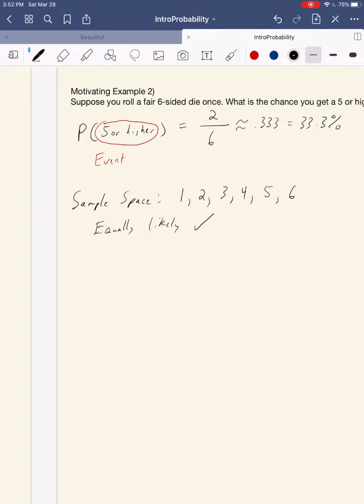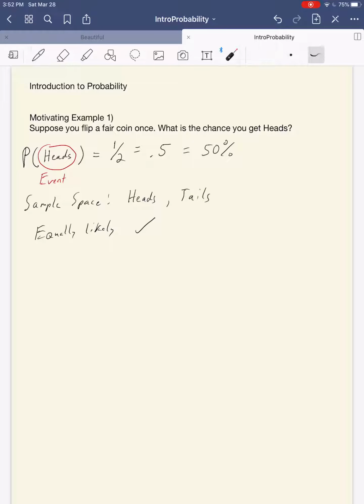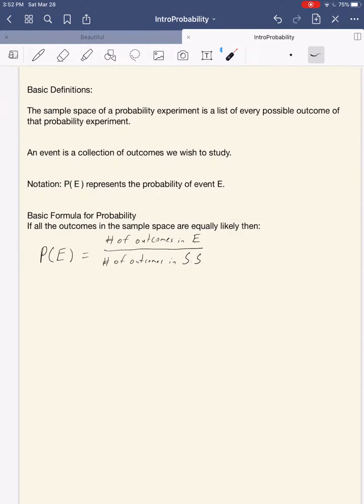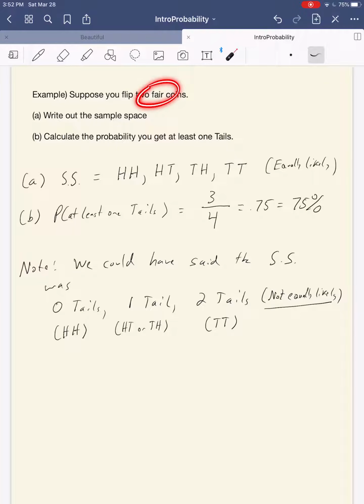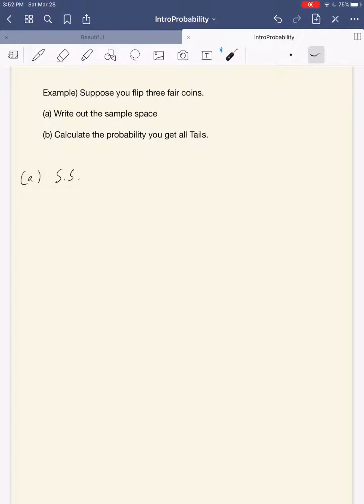I mean, we probably don't need to go all the way back to see it, but remember that when we had 1 coin, when we just had a single coin, the sample space had 2 things in it, heads or tails. Then we just did an example where we had 2 coins and the sample space had 4 things in it. So now we have 3 coins.